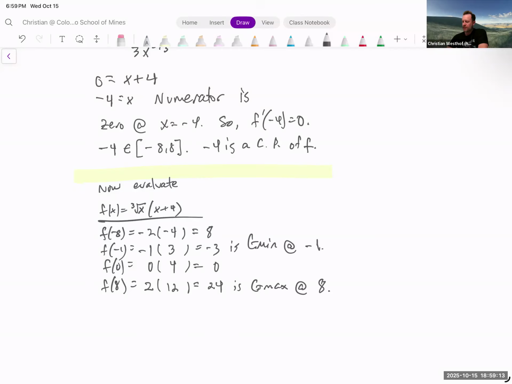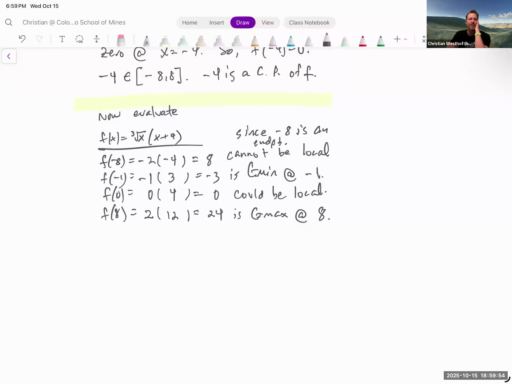-1. At the others, let's see, 8 here is a value and it happens at an endpoint. Because it's at an endpoint, it cannot be a local. Since -8 is an endpoint. But at 0, it could be a local. To decide, we need to look at a sign chart. I'm going to pause and then build a sign chart.